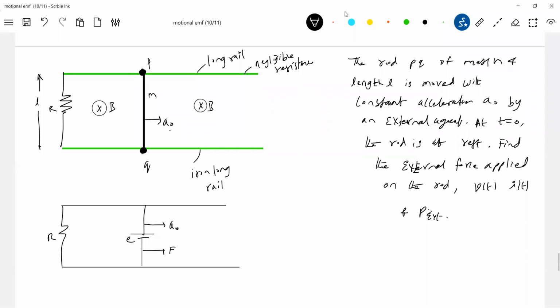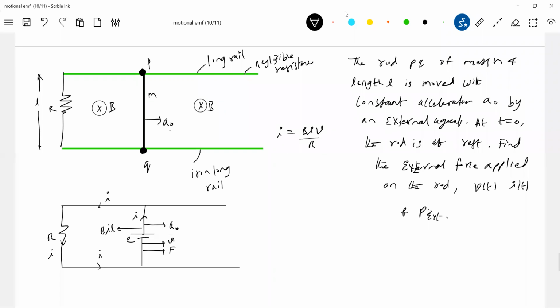So how should I apply that force? Then the induced current I, and the BIL force. Let V be the velocity of the rod. Then again from before, I is equal to BLV by R. Directly I'm writing it, BLV by R.